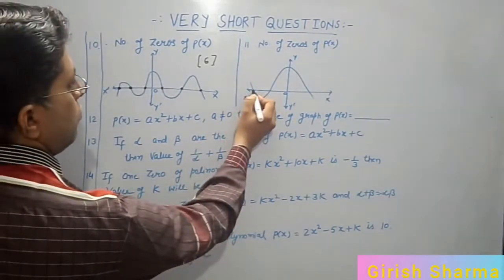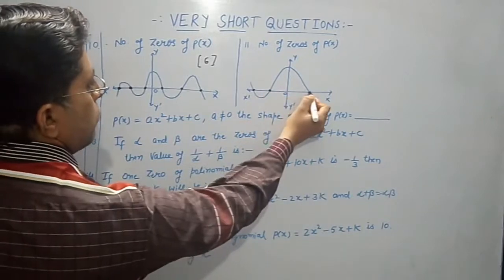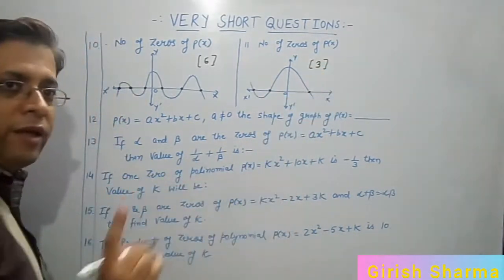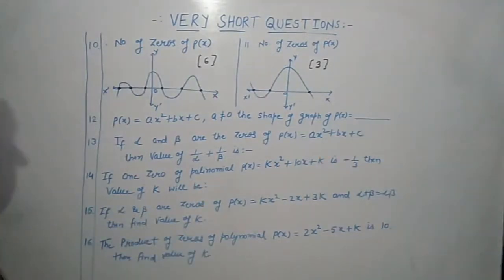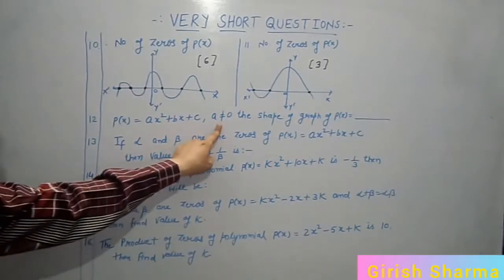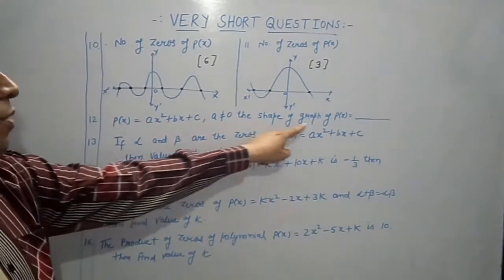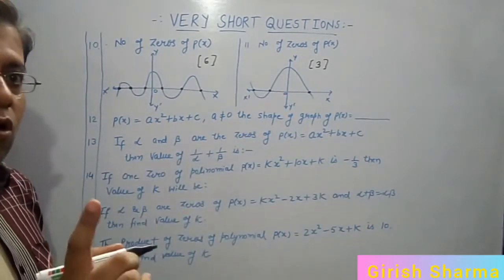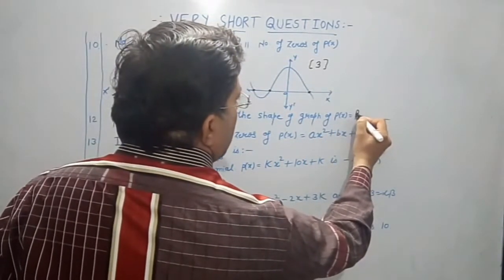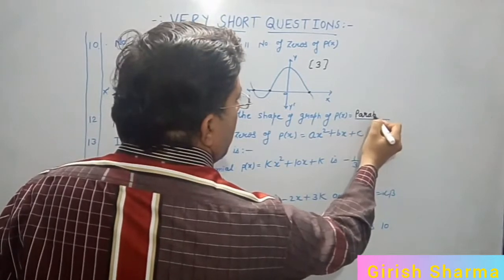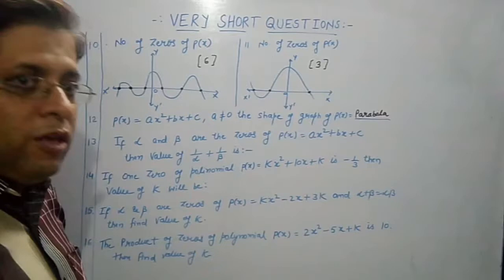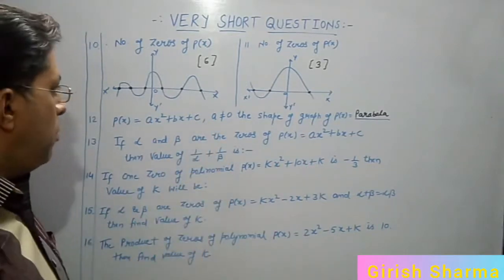Come on, the next. How many number of zeros? 1, 2, 3. Here it is 3. It's very easy. Okay. p(x) equal to ax square plus bx plus c, where a is not equal to 0. The shape of the graph of p(x) is always called a parabola. We can say a U-shaped graph is called a parabola.